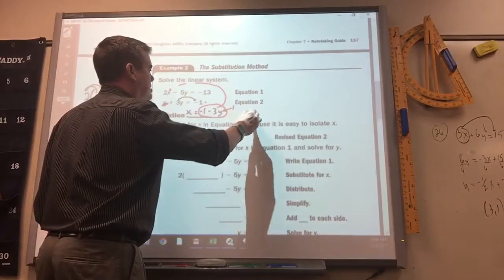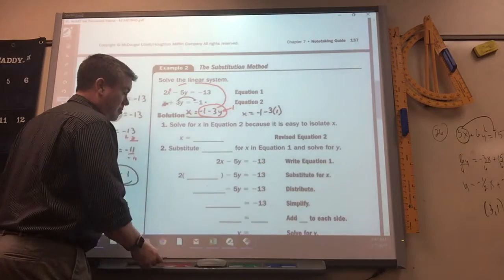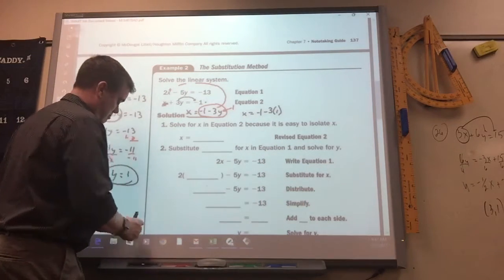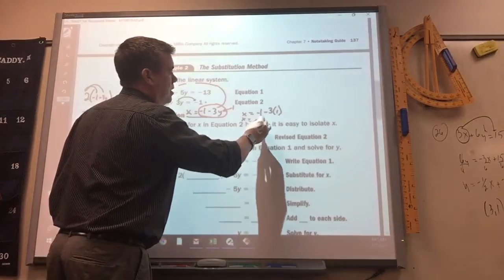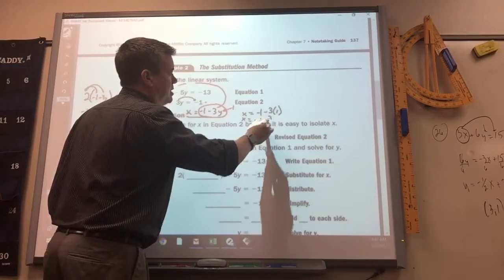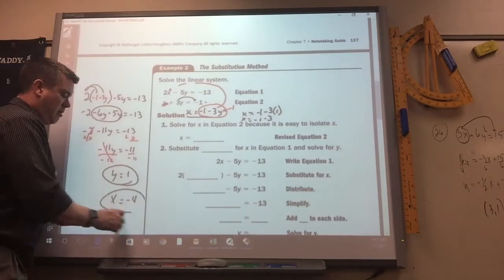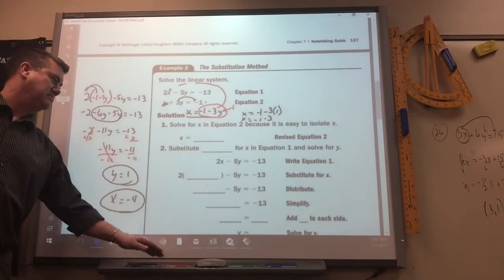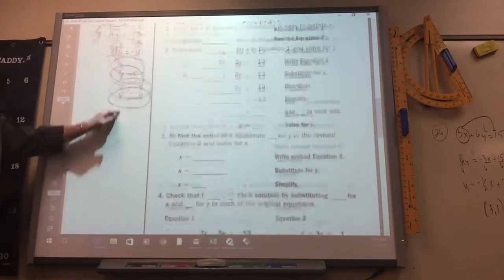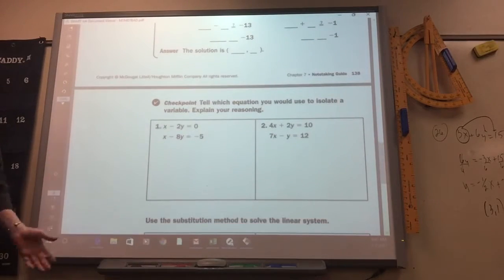then it says x equals negative 1 minus 3 times 1, which is negative 1, 3 times 1 is 3. What's negative 1 take away 3? 4. Negative 4. Okay?